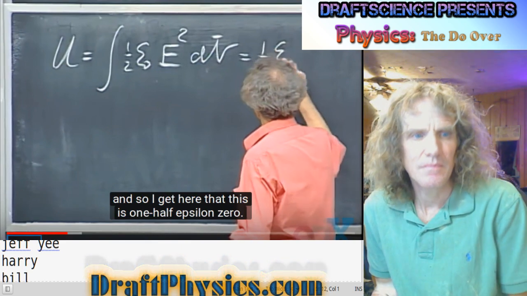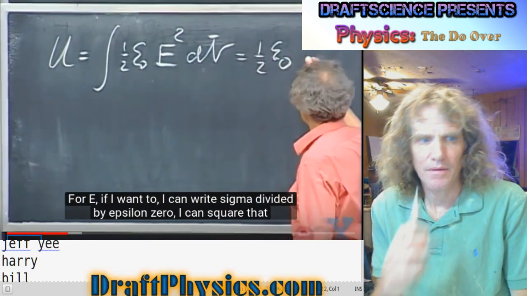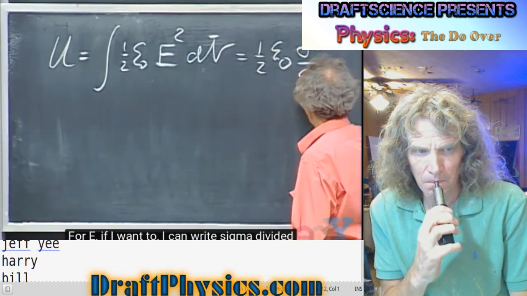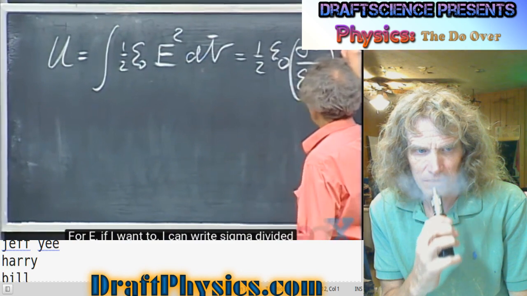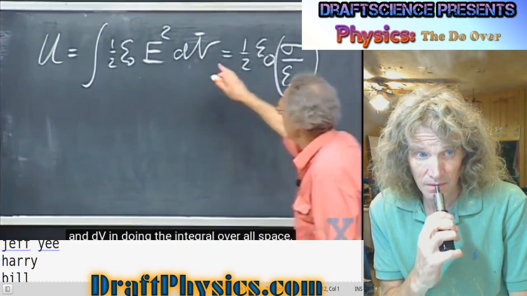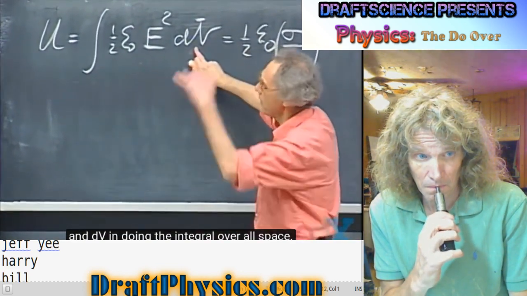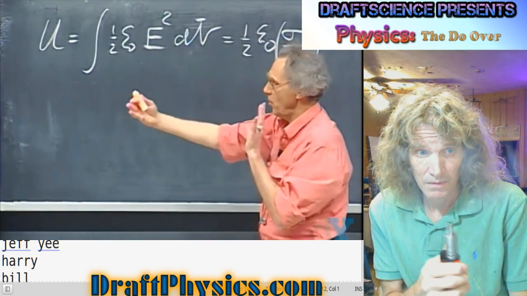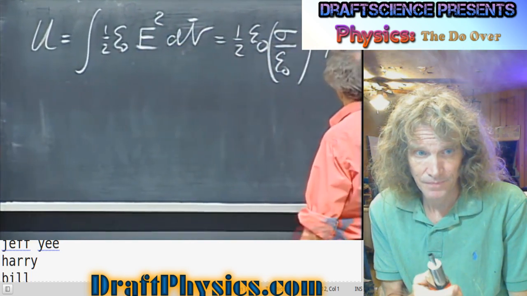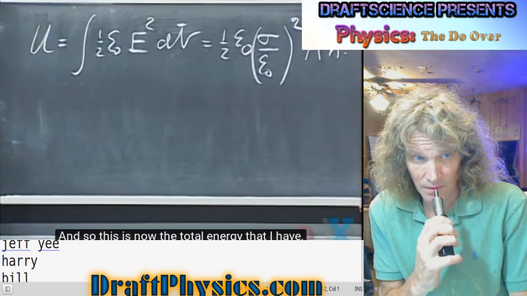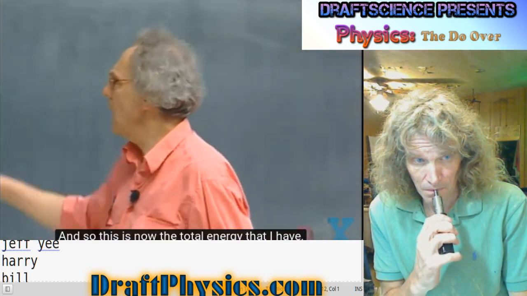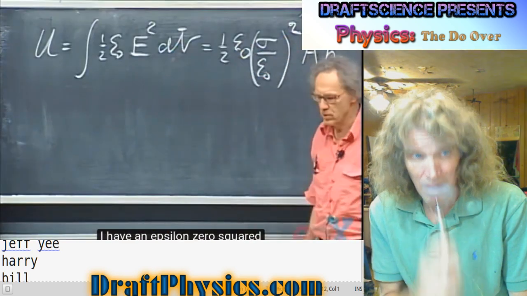System. Epsilon 0. For E, if I want to, I can write sigma divided by epsilon 0. I can square that. And dV, in doing the integral over all space, means simply I get A times h. It is the volume of that box, so I get A times h. And so this is now the total energy that I have. I lose one epsilon here. I have an epsilon 0 squared and I have an epsilon.